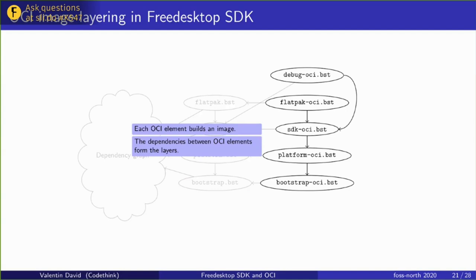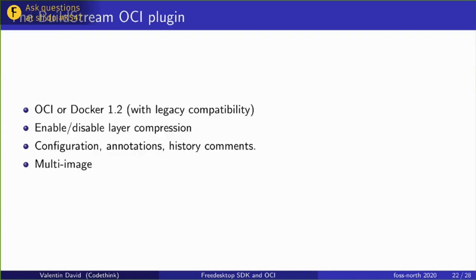And if you follow the dependencies, you will see that, for example, if you go on top of debug OCI, there will be four layers because it will be debug, SDK, platform, Bootstrap. So you can see here an example: the Bootstrap has one layer, it's Bootstrap; the platform has platform and Bootstrap; the SDK has SDK, platform and Bootstrap. So very simple like that.